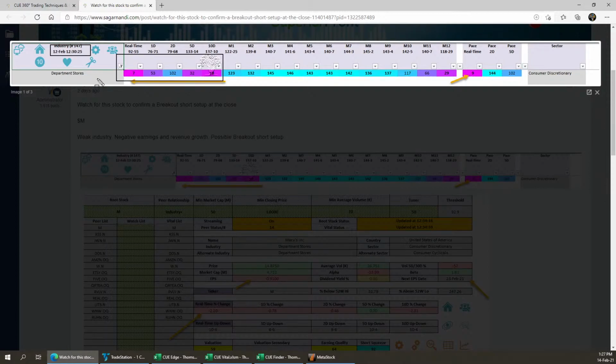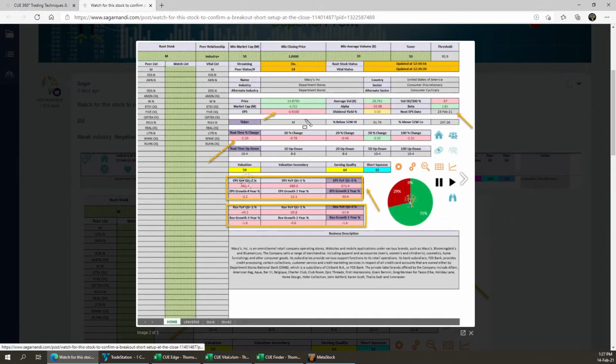Q Edge showed that the industry department stores was weak, and the pace column showed deceleration. It was relatively weak and it was decelerating. So that allowed me to short in the industry. Macy's was down by 2.2% when I shared it. Valuation medium, very poor earnings growth, negative earnings growth for 3 quarters, 3 years, negative revenue growth, 3 quarters, 3 years. That was reason enough to look for shorting opportunities.